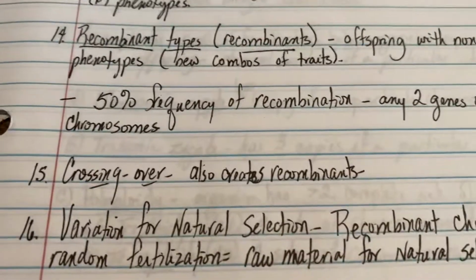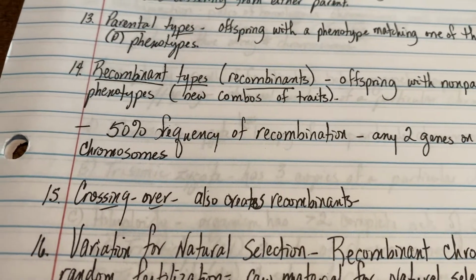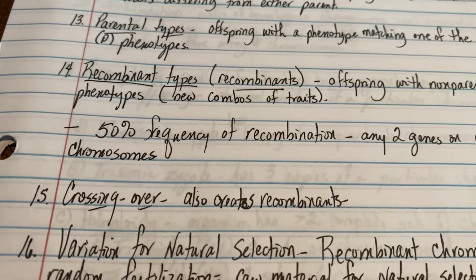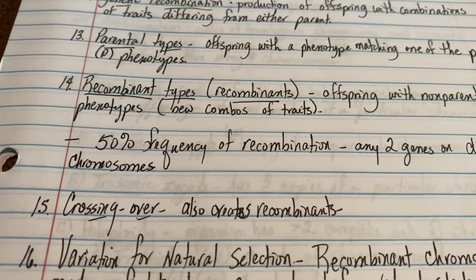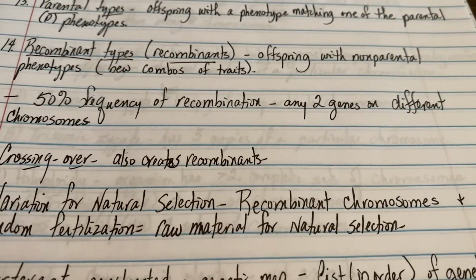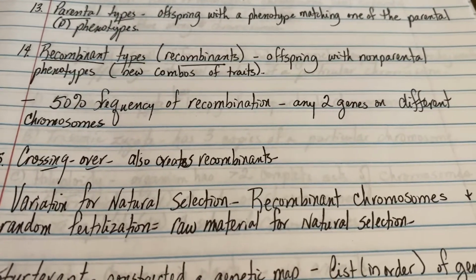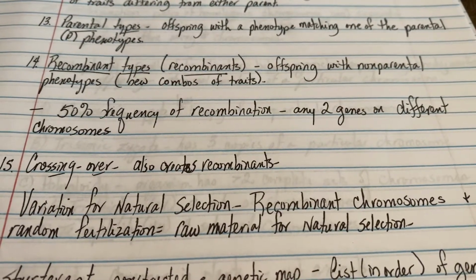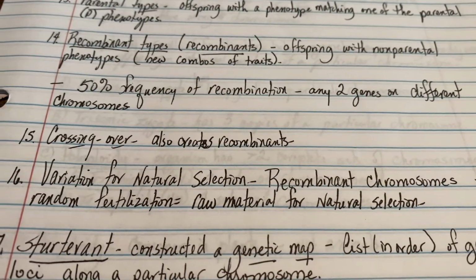Another important thing during meiosis that causes recombinants is crossing over. Remember, crossing over is the exchange of equivalent DNA between homologous chromosomes. This is an important creator of variation. Variation is important for natural selection because recombinant chromosomes plus random fertilization gives us a lot of raw material, a lot of new combinations of genes that allow for natural selection and evolution to occur.